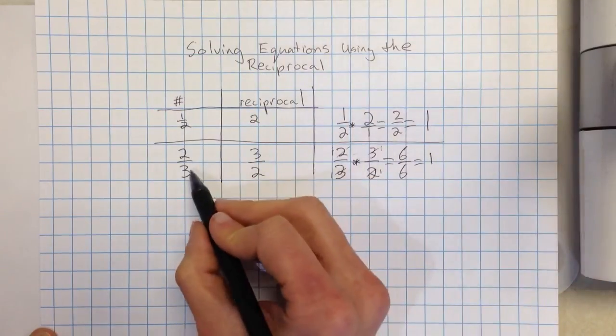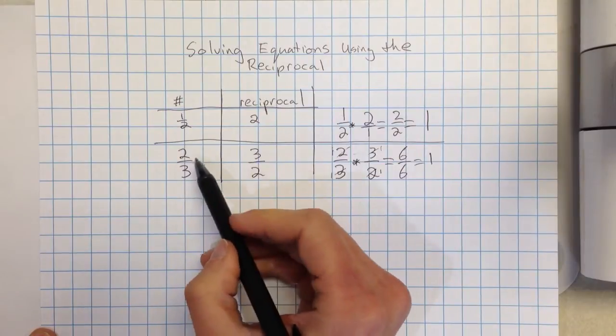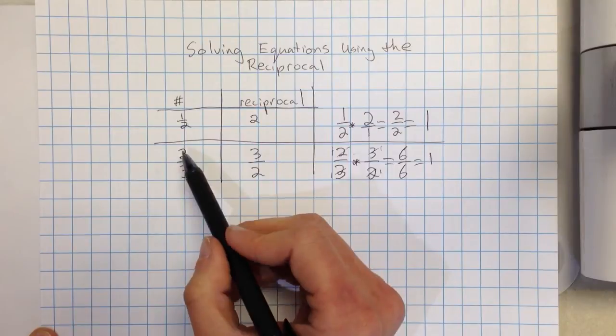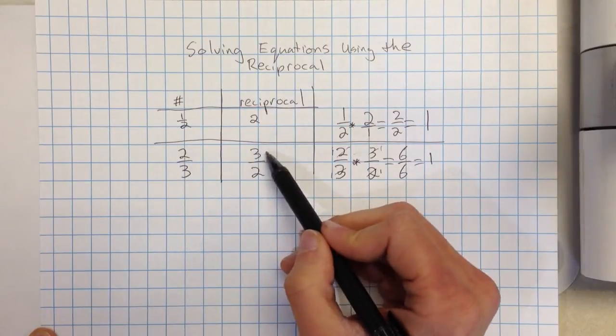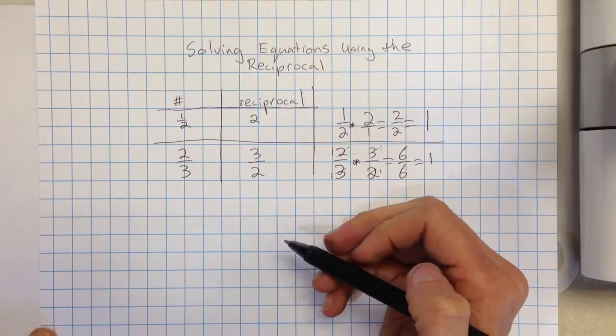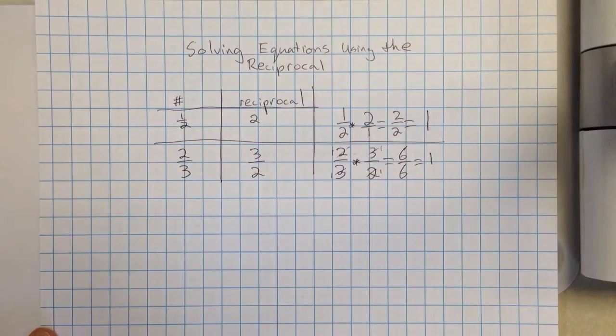So anytime you have a number, if you can turn it into an improper fraction, if it's not yet one, then you would just flip the numerator and the denominator and you've identified its reciprocal. Now you can use the reciprocal when you are solving certain kinds of equations, because you know that anytime you multiply by a reciprocal, you'll get an answer of 1.